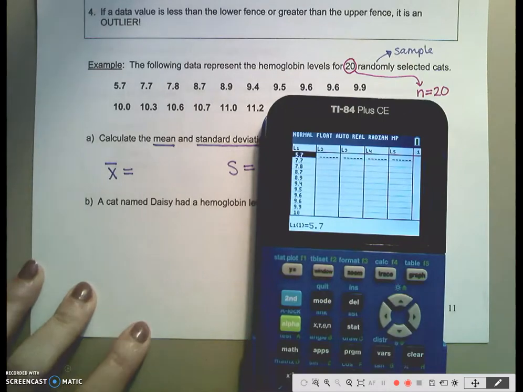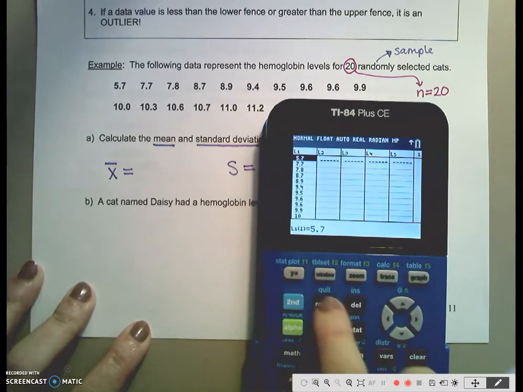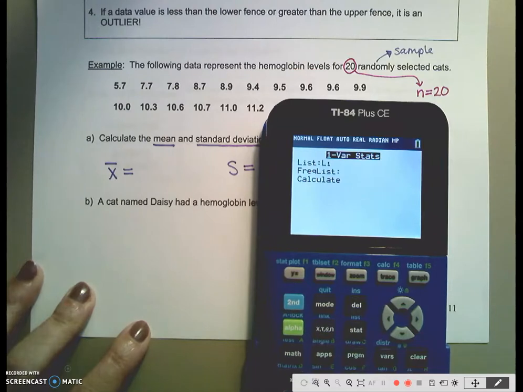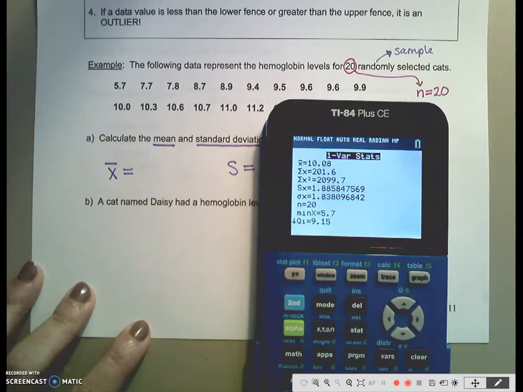All right, so if you've got your data in there, I'm going to quit out of this screen. I'm going to go to Stat, Calculate, 1-Var Stats. I want my calculator to look at list 1, so you can type L1. Again, if you have the older calculator, you don't have to type anything. It will automatically look at list 1. Go to Calculate, and now I've got this whole screen of output.